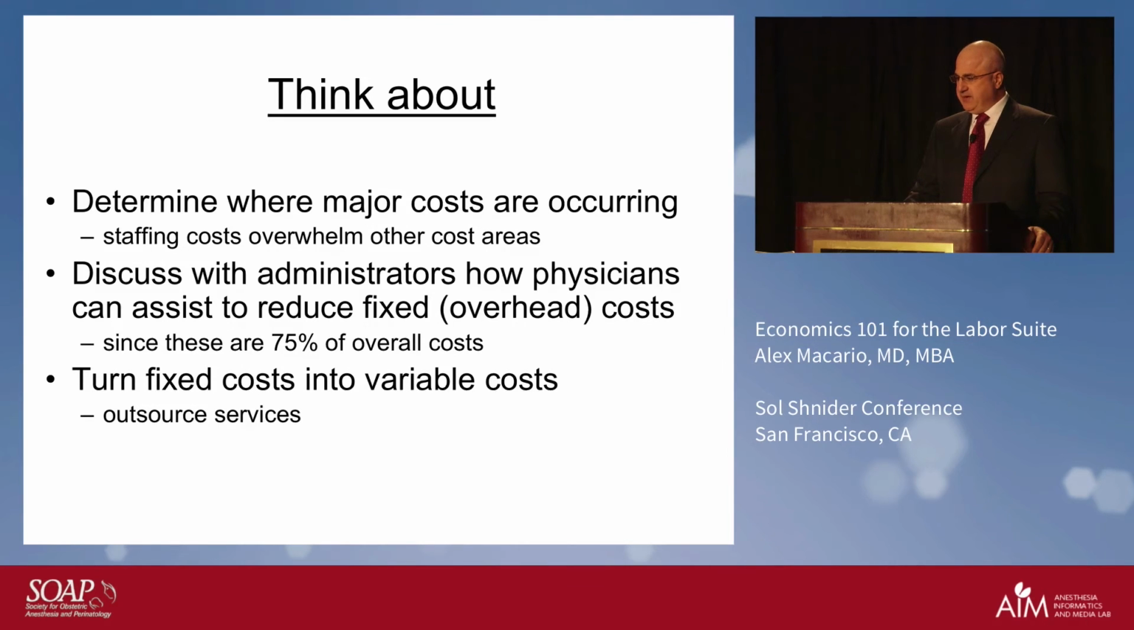To finish up, when you're thinking about economics 101 in the operating room, and you're trying to figure out what to do about better cost management, you have to ask some basic questions, which is, what are the major costs of running the labor and delivery suite? And typically, it's people. In the United States, it's people. In other countries, it's other things. In countries where the cost of labor is lower, then maybe the equipment or the supplies all of a sudden become a major part of the cost. Typically in the United States, the staffing costs overwhelm other cost areas.